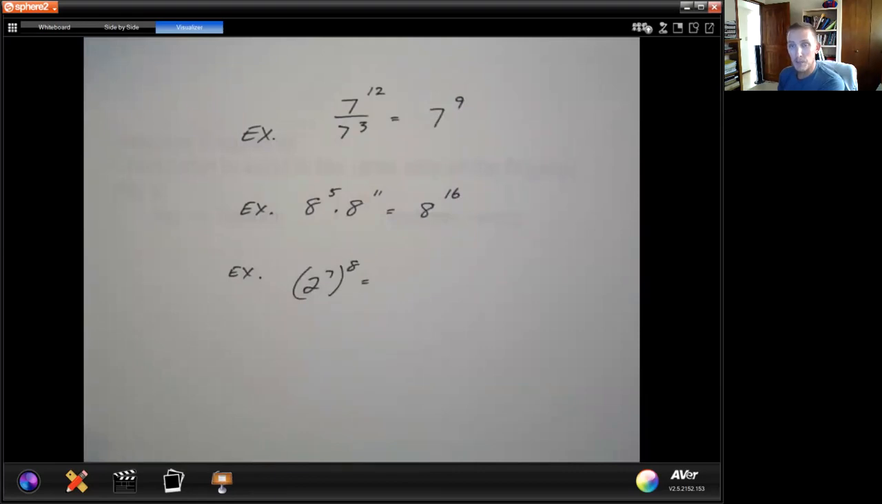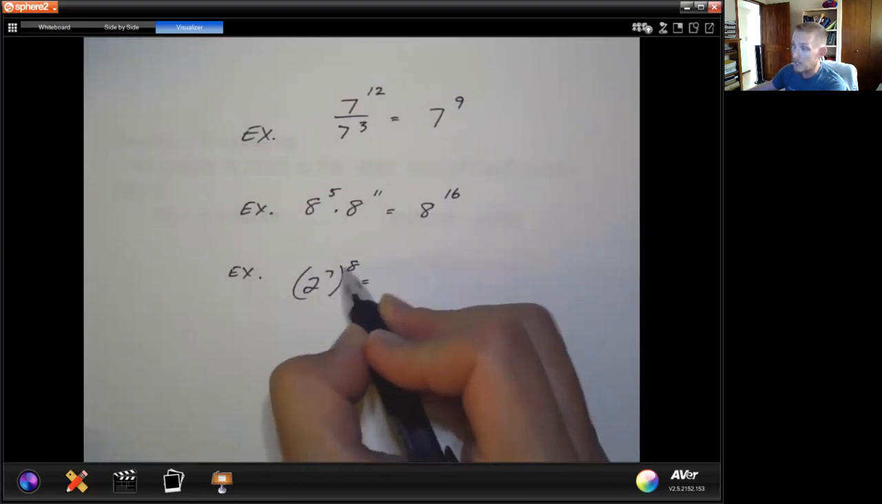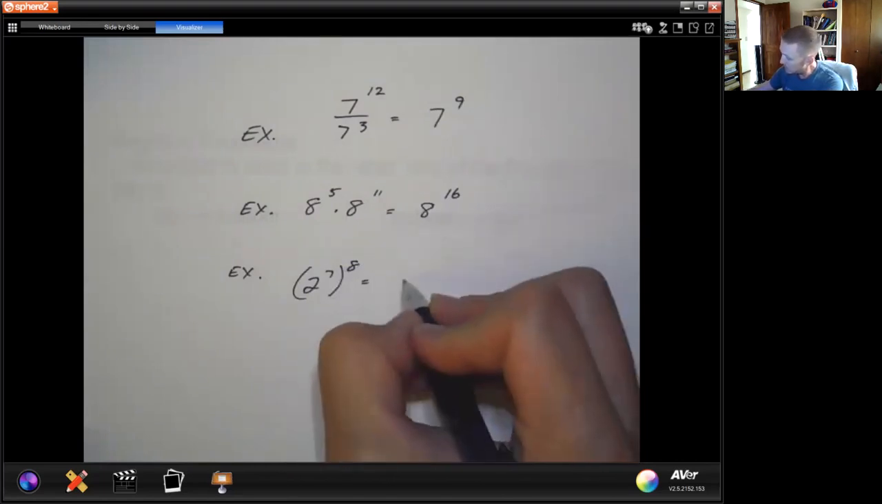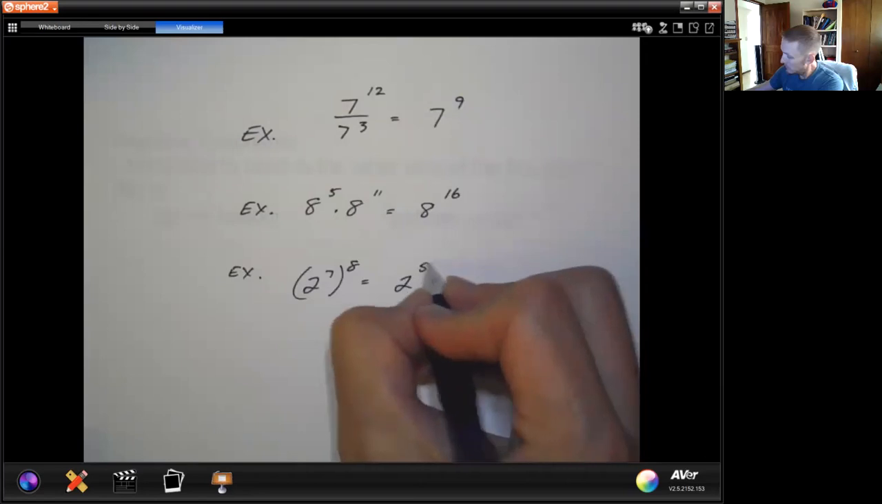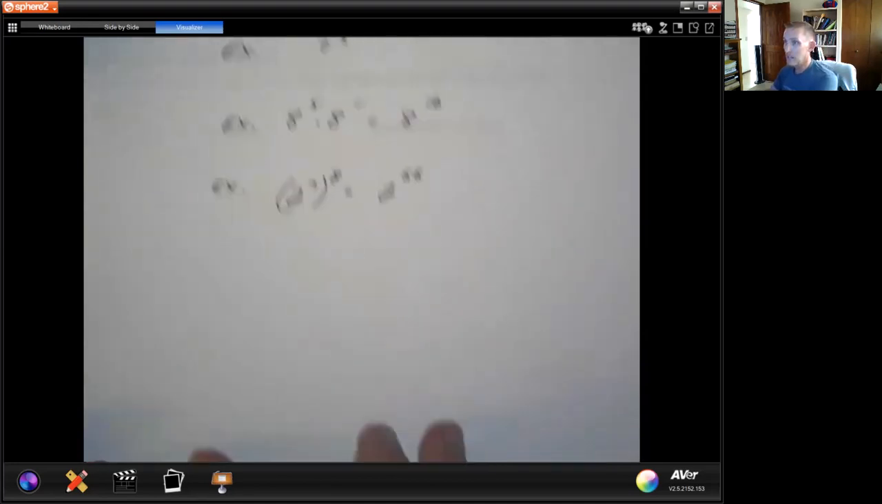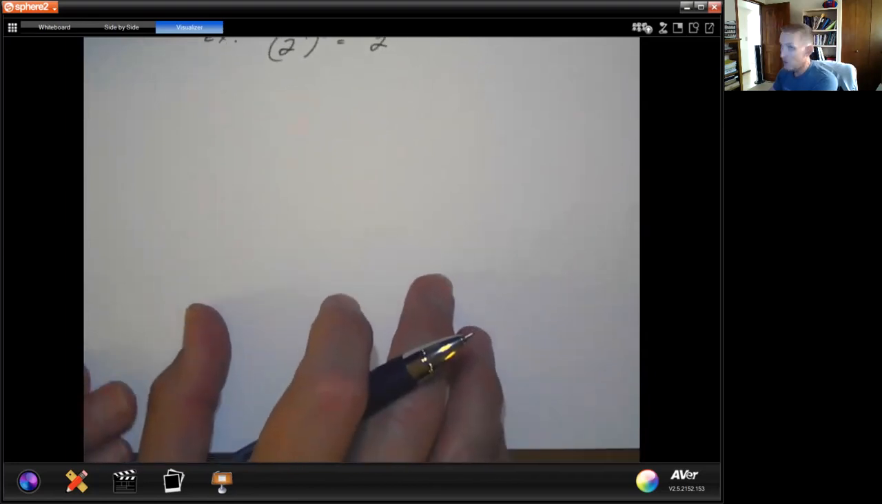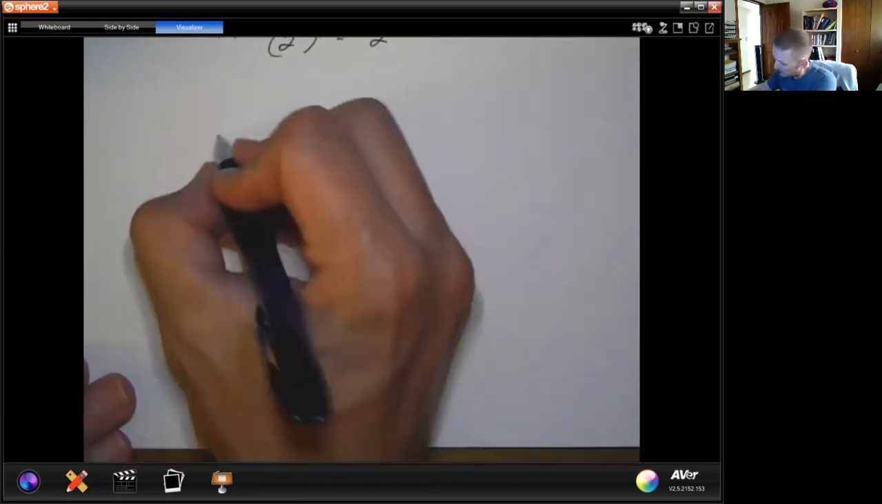And your final example is exponents inside and outside of parentheses. So we're going to multiply the 7 times the 8. And so this becomes 2 to the 56th power. So got to keep track of what you have with each one of them. Now let's take a look at some examples that are going to challenge us to think outside the box.